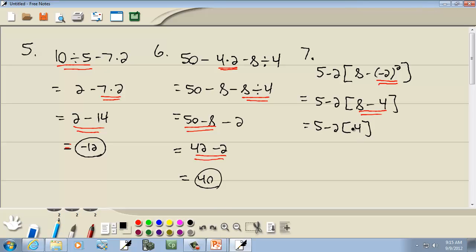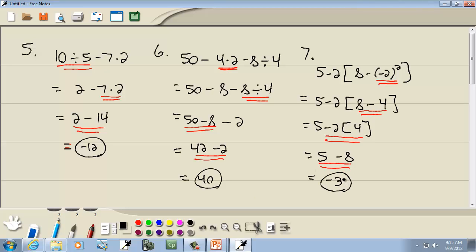Now, there's nothing left to do inside the brackets. You notice the brackets are still there. Again, it doesn't say get rid of the brackets. It says do what's inside of them. Okay. Let's see. Please excuse. There are no exponents. My dear, multiplication division. Well, here's a multiplication. We've got negative 2 times 4. That gives us negative 8. And Aunt Sally, addition and subtraction. 5 minus 8 gives us negative 3.